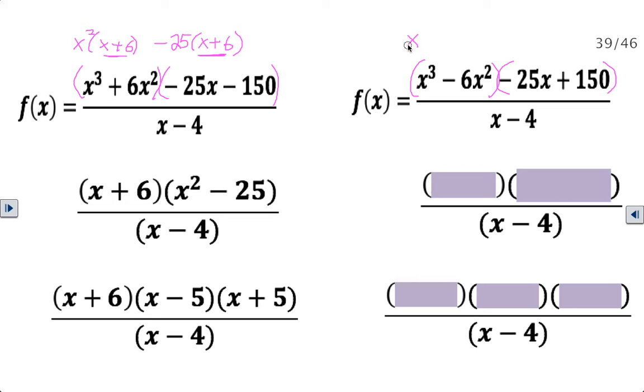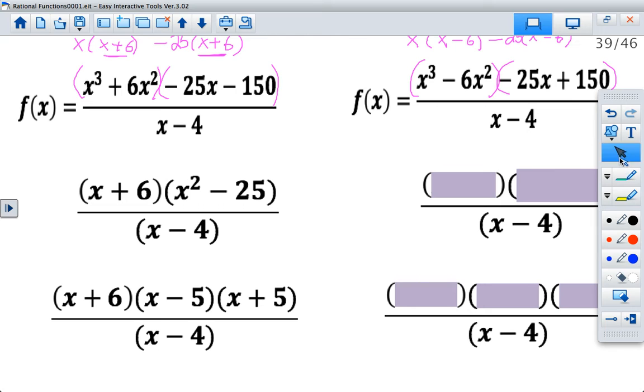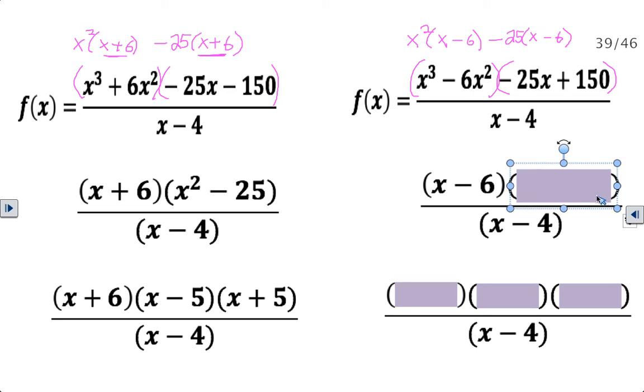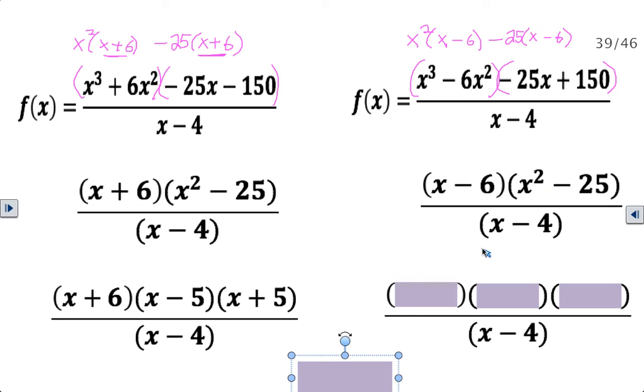So now if you factor that, you get x squared equals x and a minus 6. And then over here you have a negative 25. Factor out a negative 25 and you get an x. And in this case, because you have a plus here, if you divide it by a negative number, so positive 150 divided by negative 25, it's going to become negative 6 here. Okay. So your factors are going to be x minus 6 and x squared minus 25.